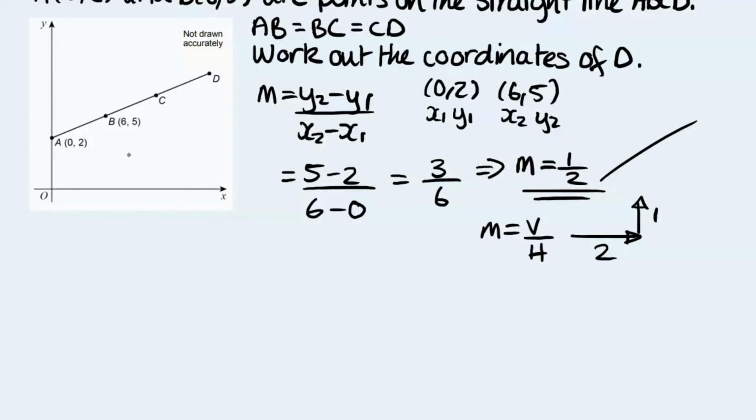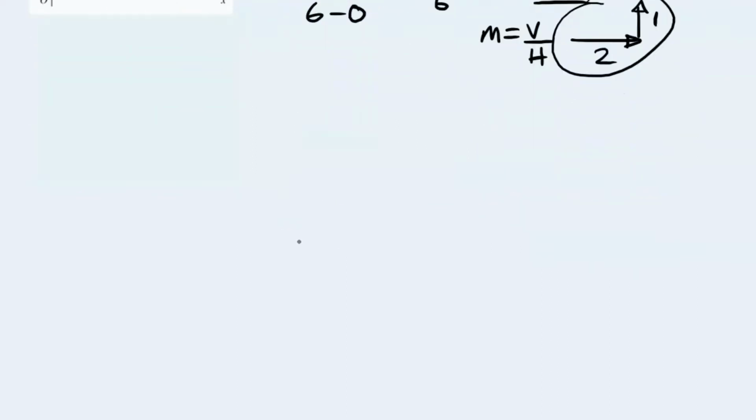So what we can do here is this staircase idea. What we're going to do is start from A, manually go across 2 units and up 1 unit until we get to point D. Okay, so that's the easiest method that you'll easily recognize how to do this. So let's have a go at this, right? Let's draw this straight line.